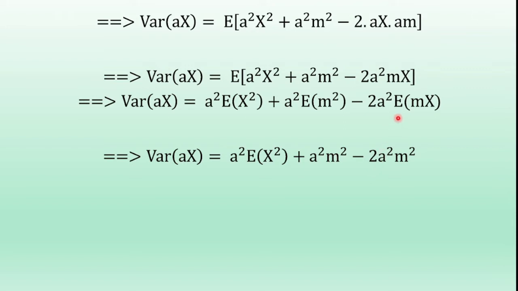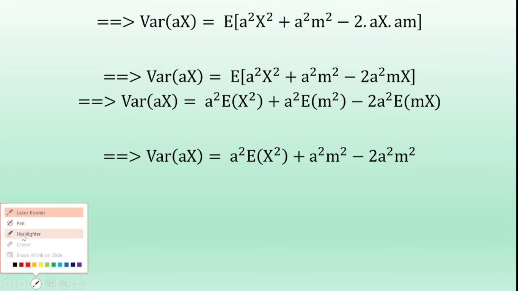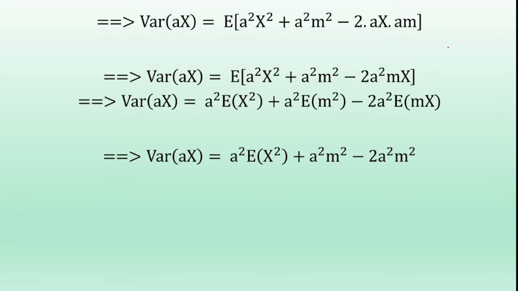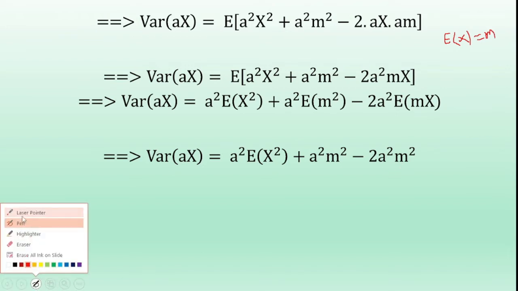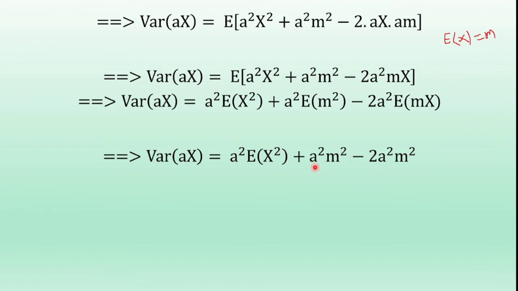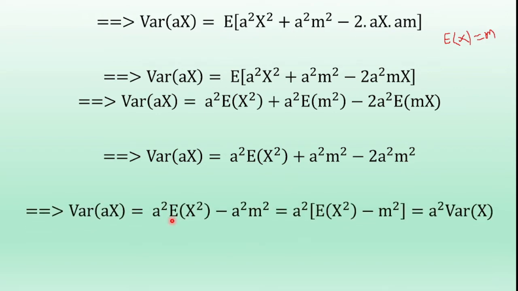But the expected value of the random variable is also denoted as expectation of X or simply m. So m into m square, so this is m square. So that is a square expectation of X square plus a square m square minus 2a square m square, which is minus a square m square. Therefore variance of aX is equal to a square expectation of X square minus a square m square.